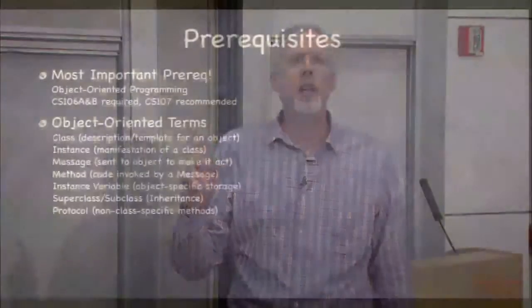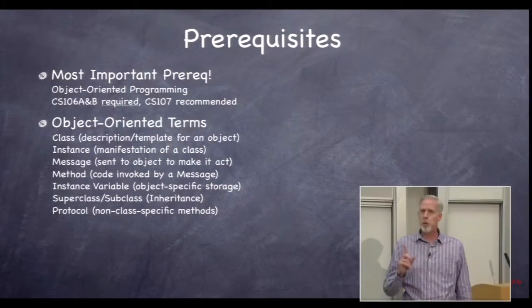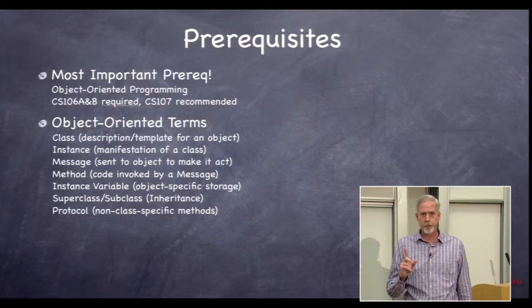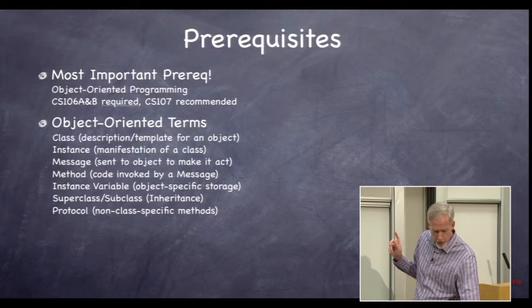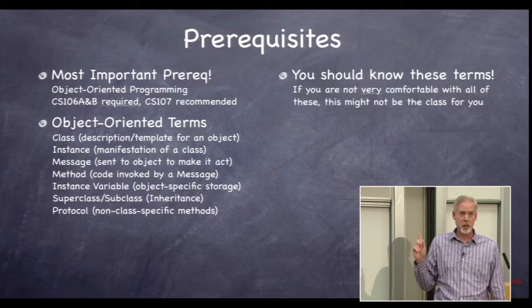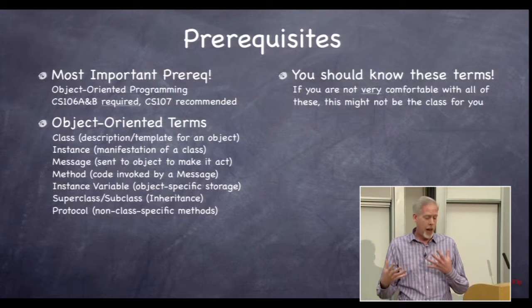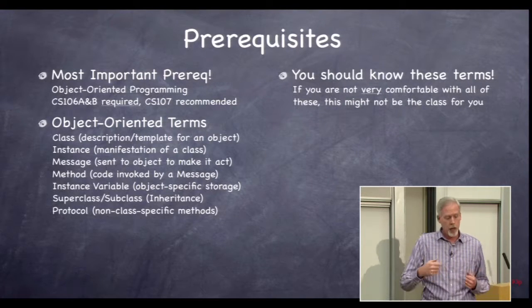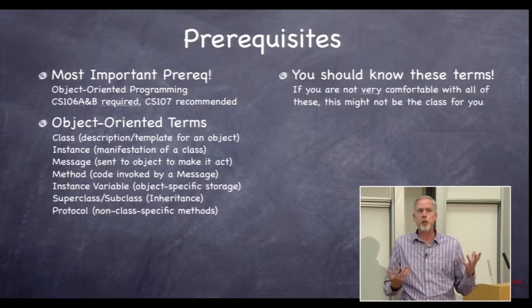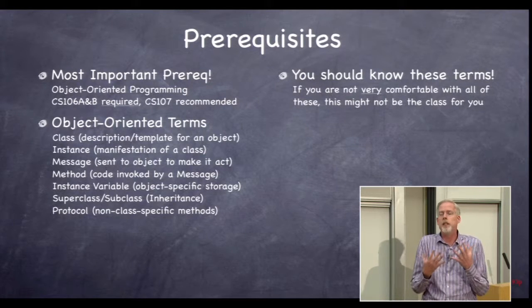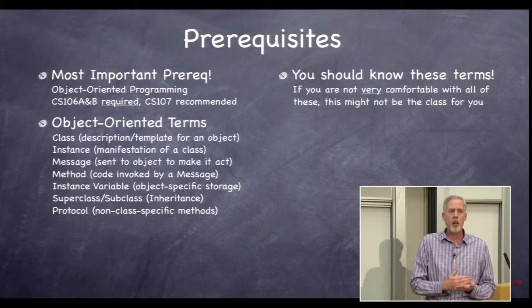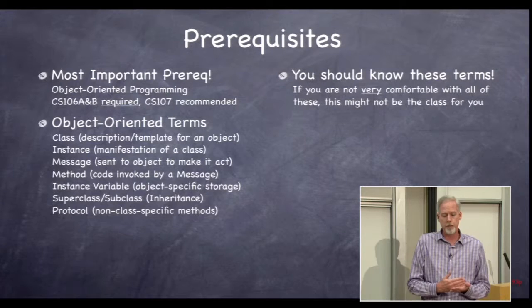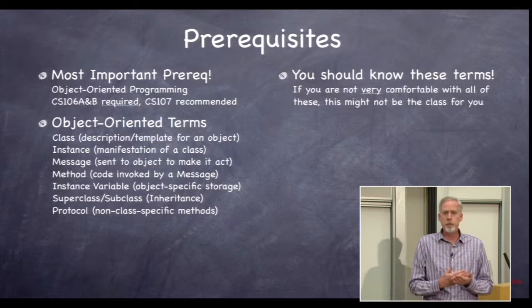Prerequisites. The most important prerequisite for this class is that you must be a competent, comfortable, object-oriented programmer. Now, I've put up a bunch of object-oriented terms up here, and all these terms should be very familiar to you. If I start talking about a class, or how we're going to add an instance variable, or we're going to use a protocol to do something, and you're kind of like, what does that mean? Instance variable? I never heard of that. You're in trouble, because I'm going to assume knowledge of object-oriented programming. So that's really something to be clear about right up front.